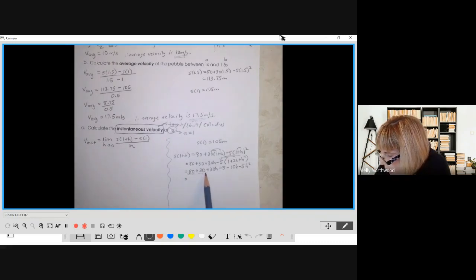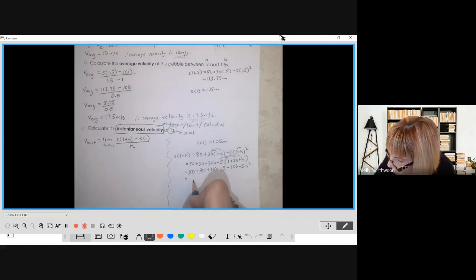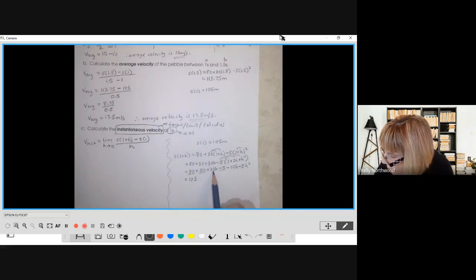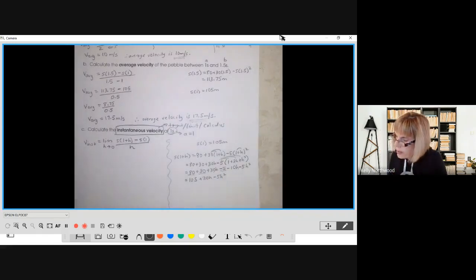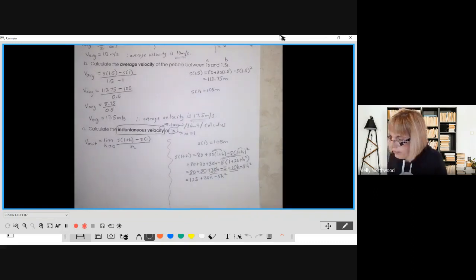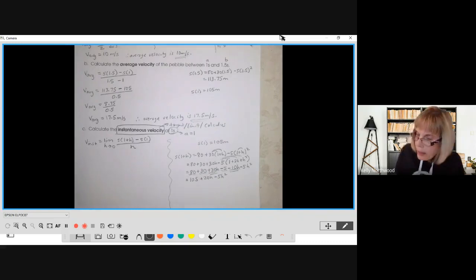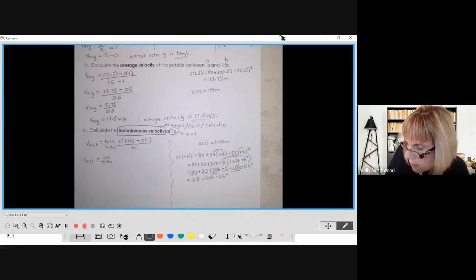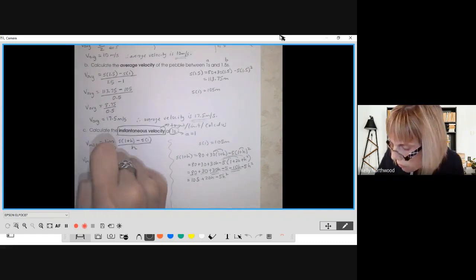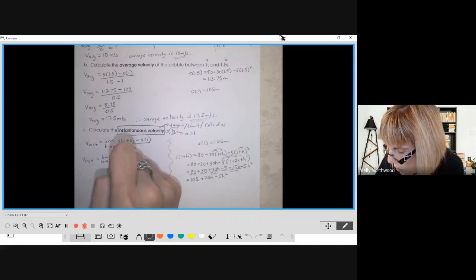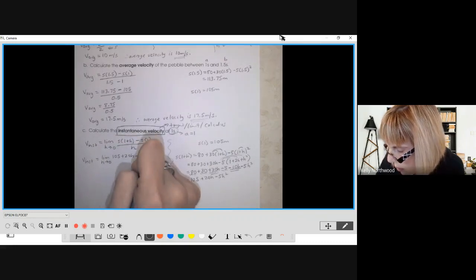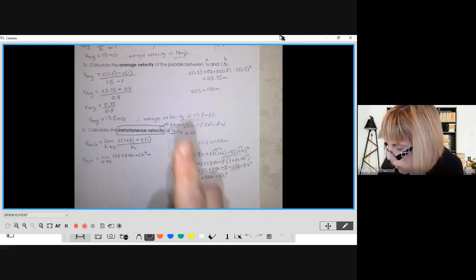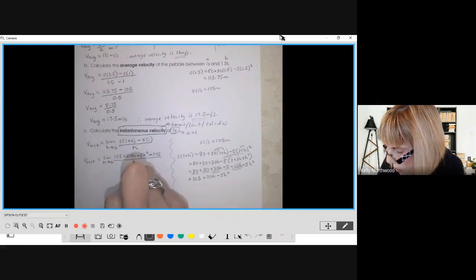Great, so simplify it down. 80 plus 30 minus 5 is 105. Plus 30h minus 10h is plus 20h minus 5h squared. So there it is, simplified down. So now we can go back over to this side and plug it in. So S at 1 plus h is 105 plus 20h minus 5h squared minus S at 1, which is 105, over h.